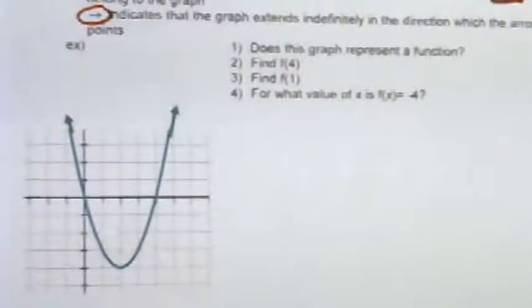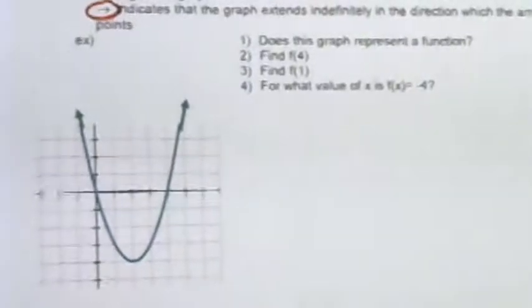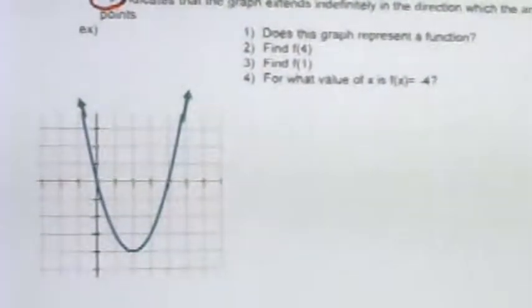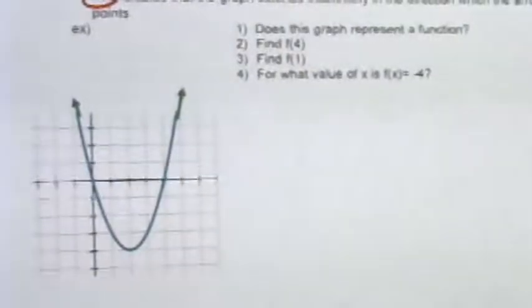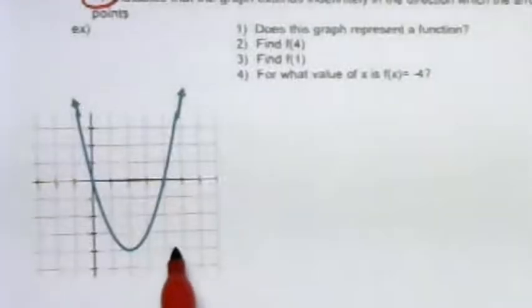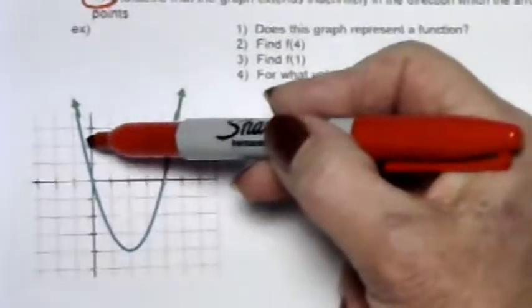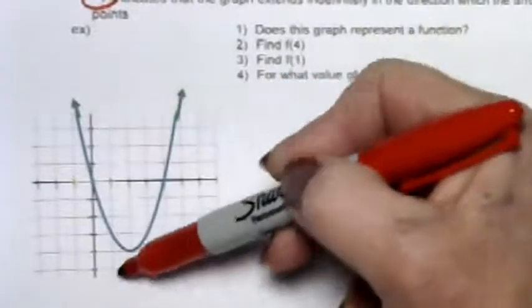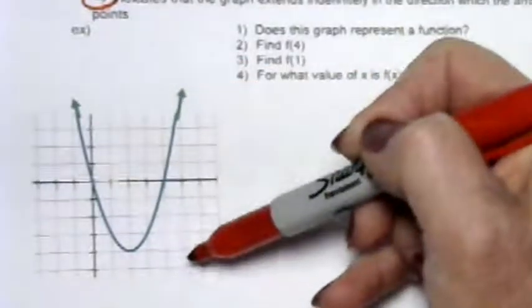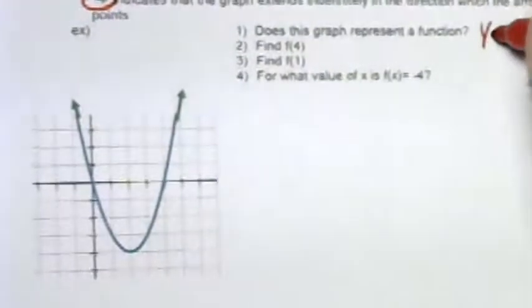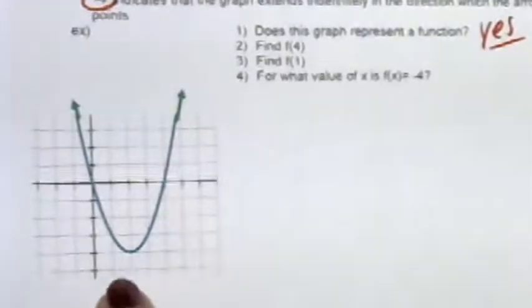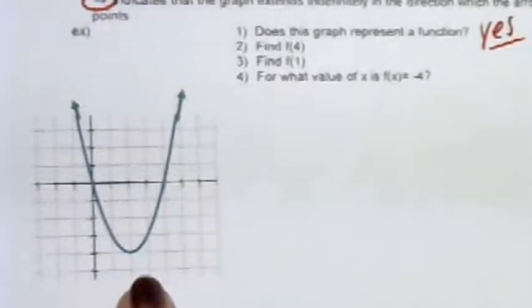So let's take a look at this particular example and see what kind of information about our function we can determine from our graph. First question here is, does this graph represent a function? If we were to draw our vertical lines, we would see that it does pass the vertical line test, and yes, this would represent a function.